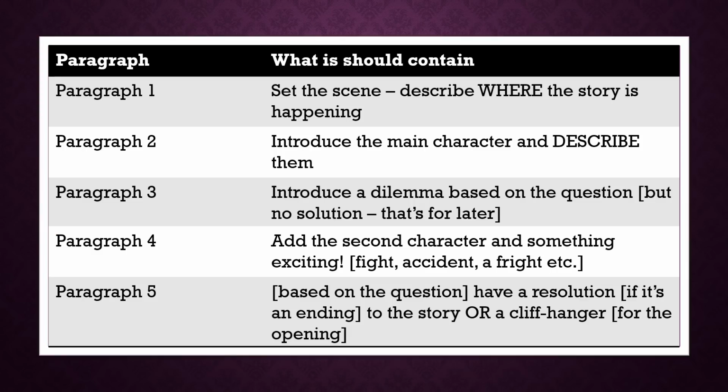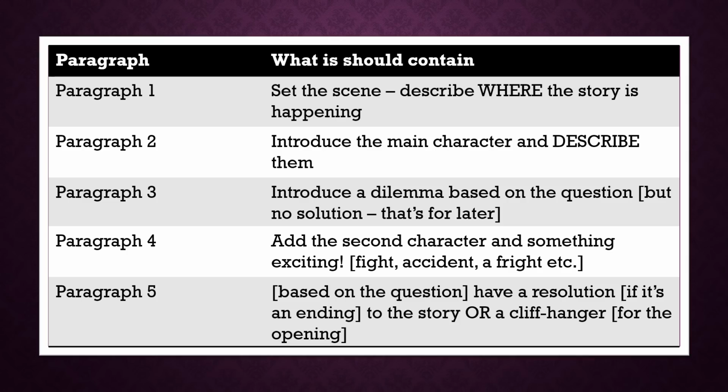So for paragraph 1, you set the scene. You describe where the story is happening. Paragraph 2, you introduce the main character and describe them. Remember, you should have planned out what they look like, so that should be easy for you to just put into sentences. Paragraph 3, you introduce a dilemma based on the question, but no solution, that's for later.